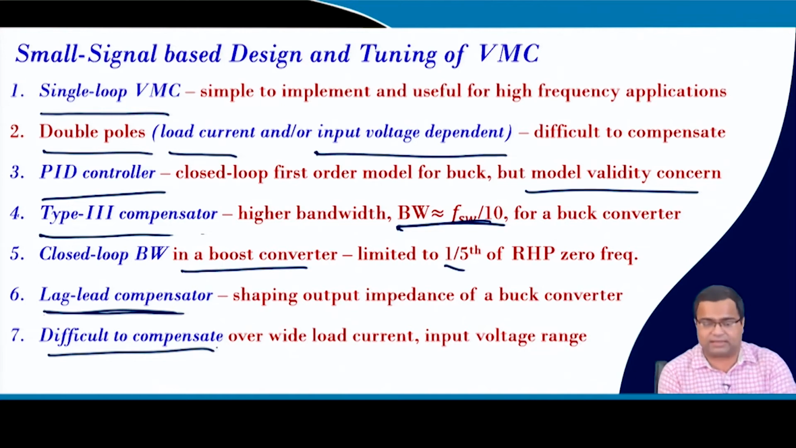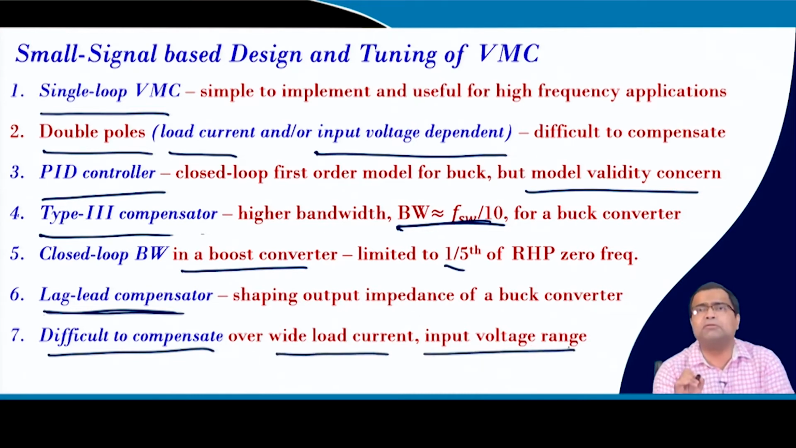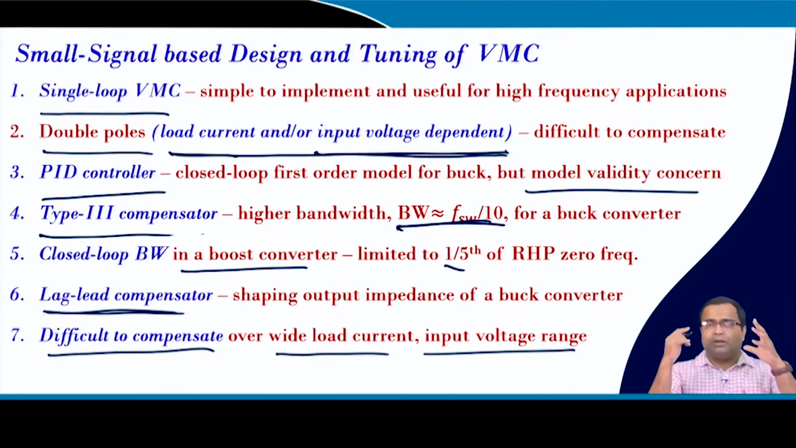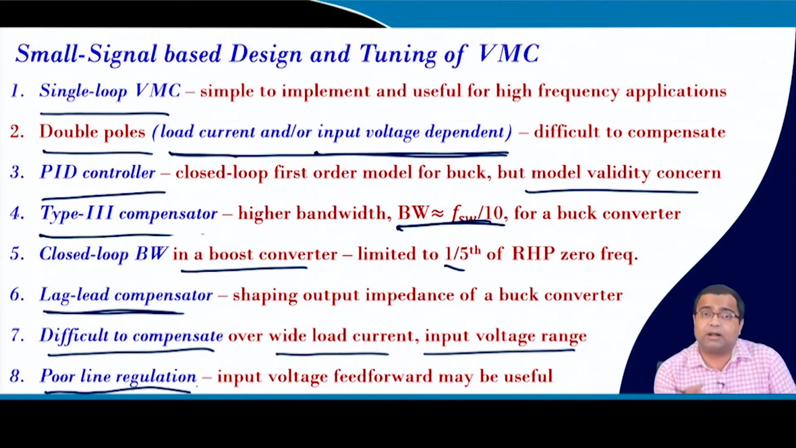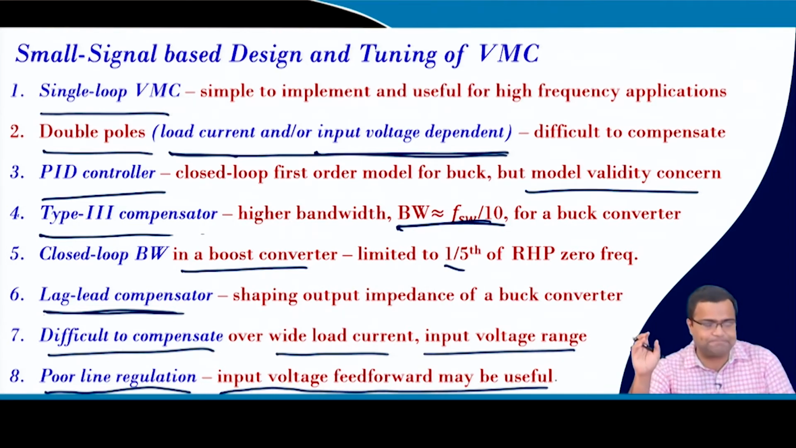Such a compensator makes it difficult for voltage mode control for a wide load current and input voltage range, and you will rarely find a voltage mode control solution for a boost converter for a wide range of input voltage and load current, because it is extremely difficult because of this pole as well as the right half plane zero location, which is also a function of load resistance and input voltage. And this voltage mode control also suffers from poor line regulation, but it offers very good, excellent load regulation, and this poor line regulation can be addressed by means of input voltage feed forward, that also we have discussed.